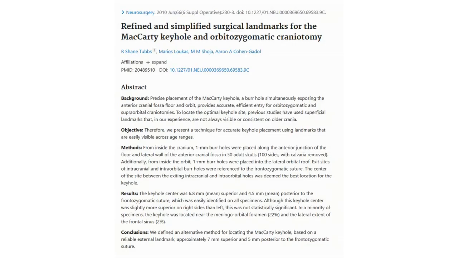The exact location of this particular burr hole was also studied by Shane Tubbs et al. And they published this in Neurosurgery in 2010 in this particular paper, Refined and Simplified Surgical Landmarks for McCarty Keyhole and Orbitozygomatic Craniotomy. And they said that this particular keyhole center was 6.8 mm superior and 4.5 mm posterior to the frontozygomatic suture. That's nearly 7 mm superior and 5 mm posterior. This is how they standardized the location of the McCarty keyhole.